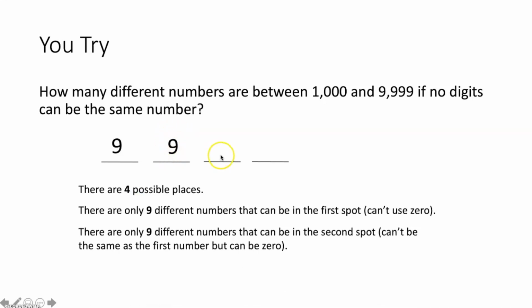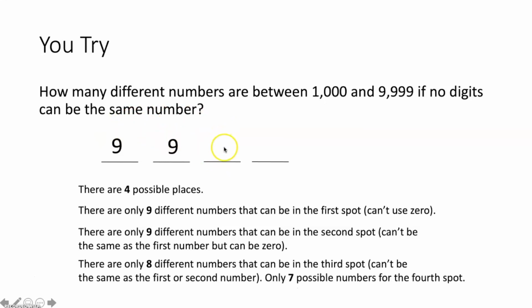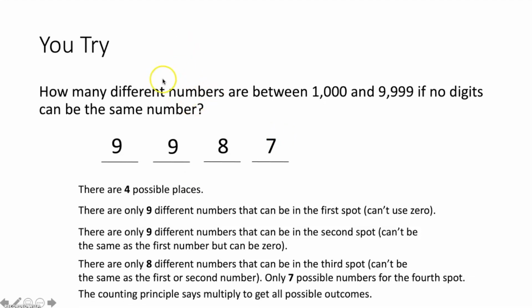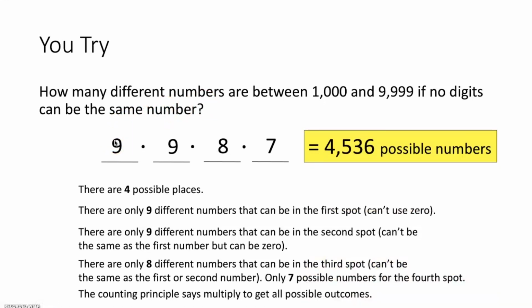In our third spot, we again are choosing a number now from 0 to 9, but we can't choose either of the 2 numbers we chose to be in our first 2 spots, meaning we have 8 different numbers to select for our third spot. And then for our last spot, we again are choosing a number from 0 to 9, but we can't choose any of the numbers we chose in the previous 3 spots, so there are 7 numbers to choose from for that last spot. Now the counting principle says to figure out the total number of different numbers between 1,000 and 9,999 if no digits can be the same number, you just take 9 and multiply that to 9, and then multiply that to 8, and then multiply that to 7, and you get that there are 4,536 different numbers between 1,000 and 9,999 where no digits are the same number.